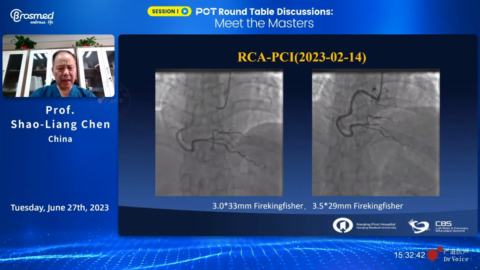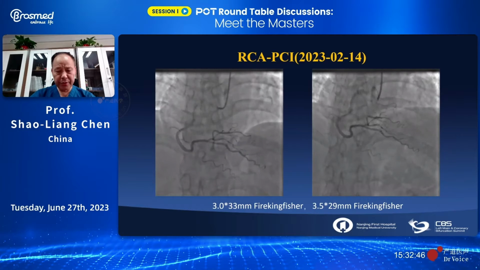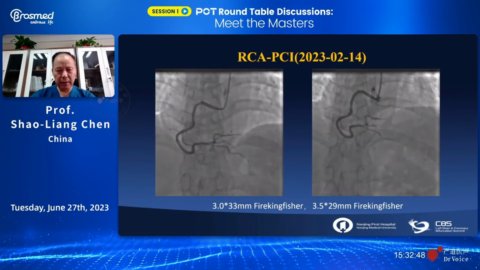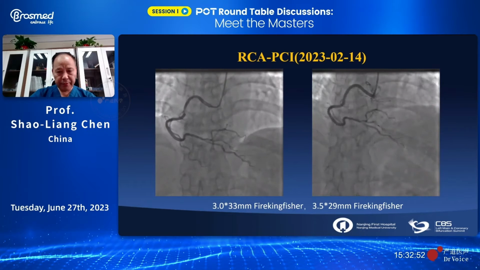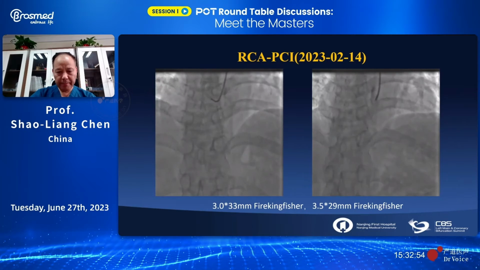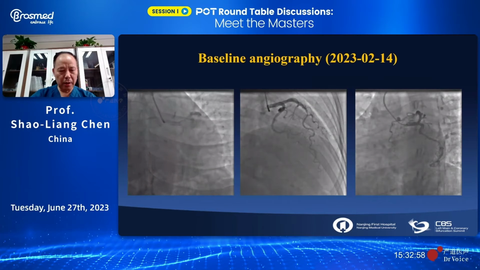So this is the angiography of the right coronary artery after implantation of 2 DES with sirolimus-eluting stents. You can see the blood flow, TIMI flow was 3 from 2 different projections. I think there are no more comments about the right coronary artery PCI.